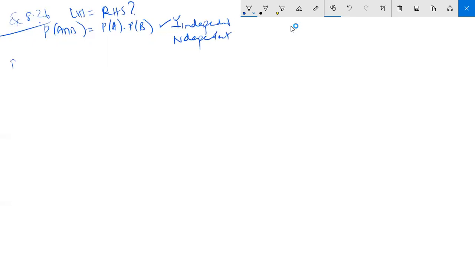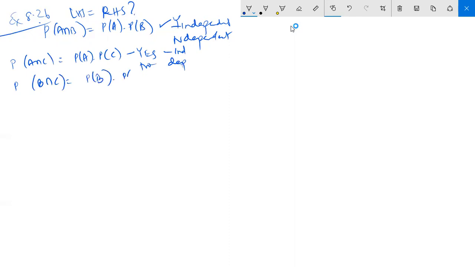Same way you have to find for A intersection C. P of A into P of C you have to find. If yes, they are equal, then independent. If no, they are dependent. Same way, the third is P of B intersection C and P of B into P of C. Same way, yes, no. Independent, dependent. This is how you have to prove the sum. This is the logic of the sum.